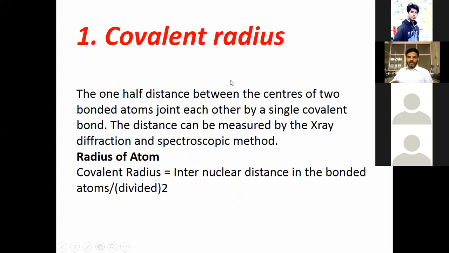So what are the types of radius? I have already explained that three types of radii are there. First is covalent radius, second is van der Waals radius, and third is ionic radius. So what is covalent radius? The word covalent itself indicates that this is related to the covalent bond. So it is half the distance between the centers of two bonded atoms joined to each other by a single covalent bond. The distance can be measured.